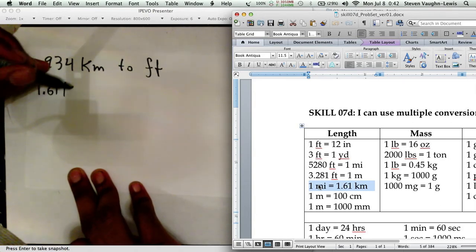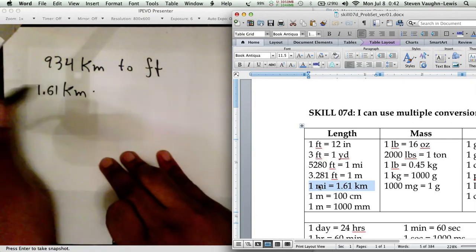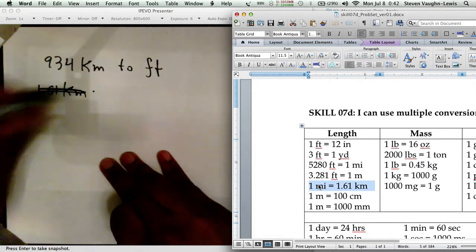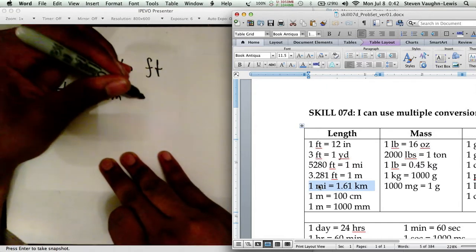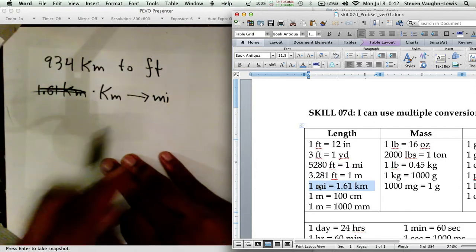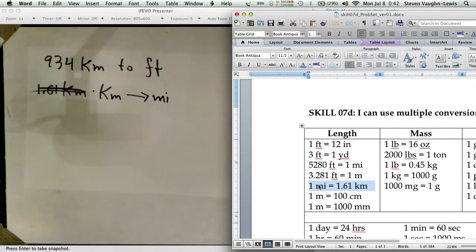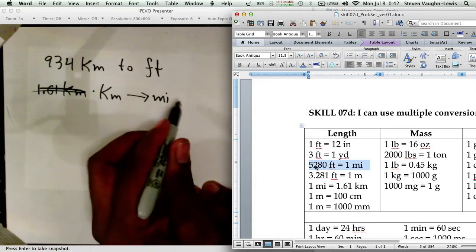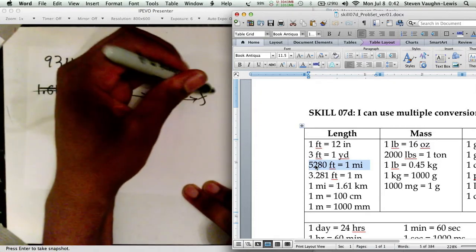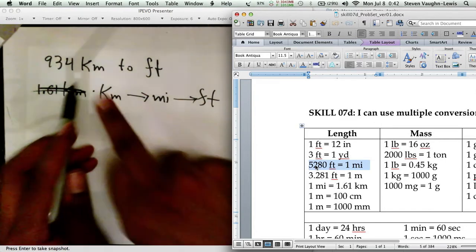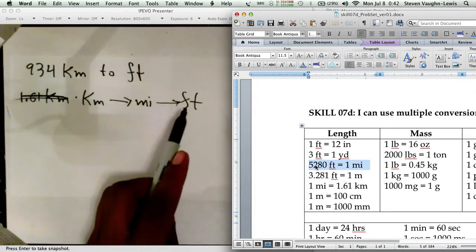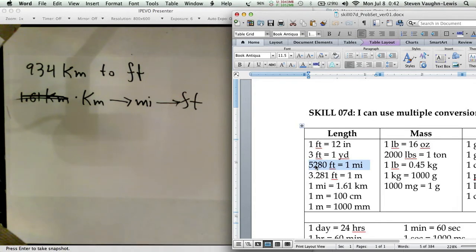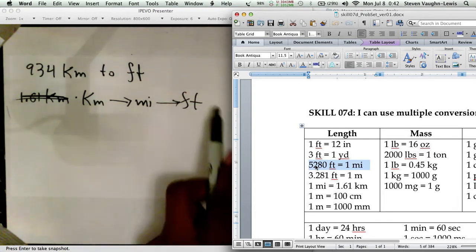1.61 kilometers to a mile. Kilometers to miles. Alright. And then I can go from miles to feet. And that's what I want to do, from miles to feet. Kilometers to feet. And I'm going kilometers to miles and miles to feet. That's how I'm doing that.